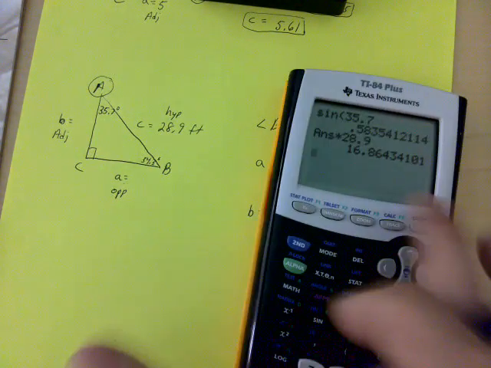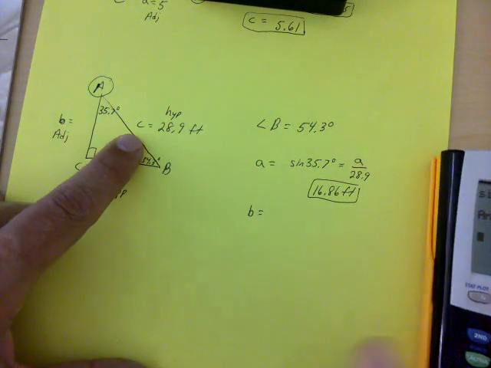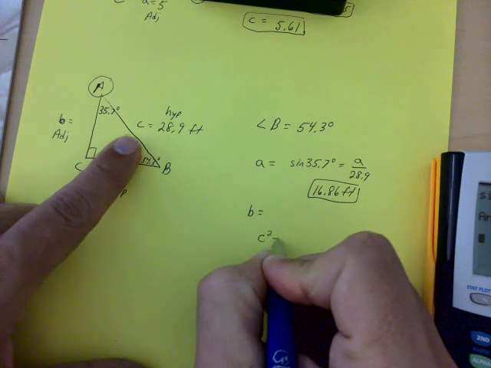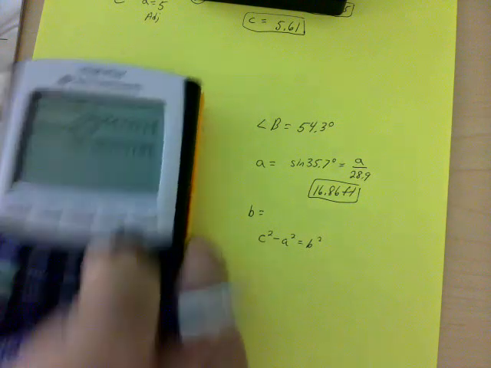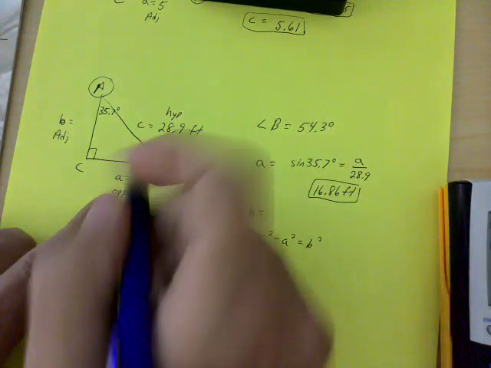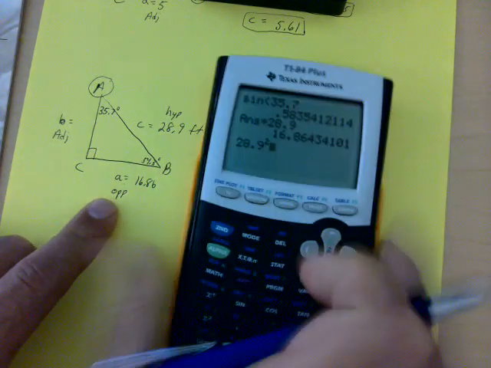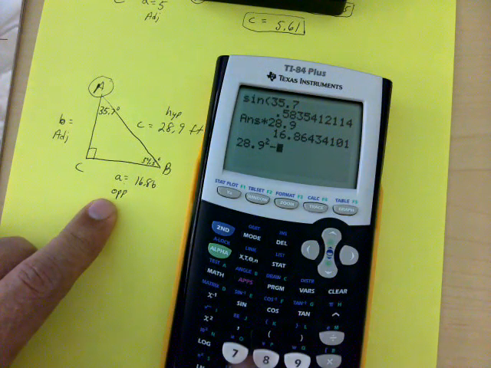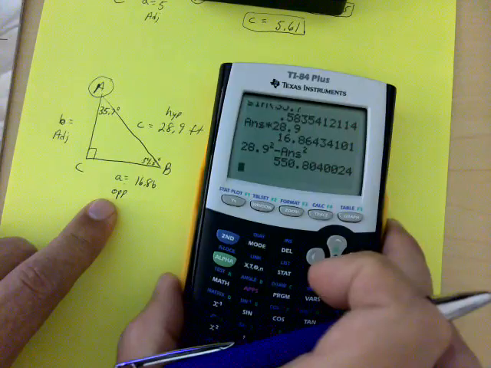Now I'm going to use the Pythagorean theorem, and I'm going to keep this side stored in my calculator. So to find B, basically it's C squared minus A squared equals B squared. That's what I'm going to type in my calculator. I know my hypotenuse is 28.9. I'm going to have to square that, and subtract my leg, which we just said was 16.86. I'll write it like that, but I'm going to keep it stored in my calculator to be a little bit more accurate. We subtract that answer squared, and it comes out to 550.8.